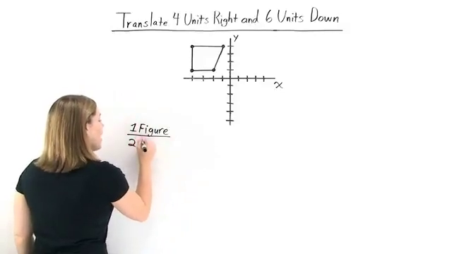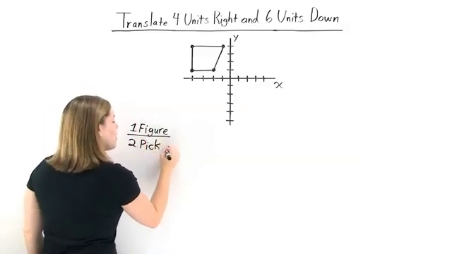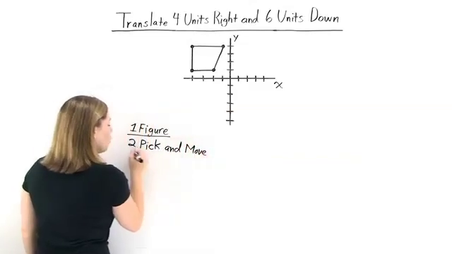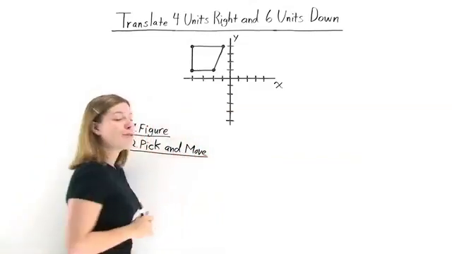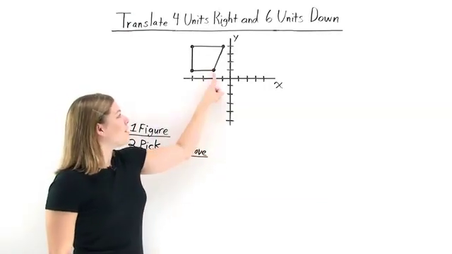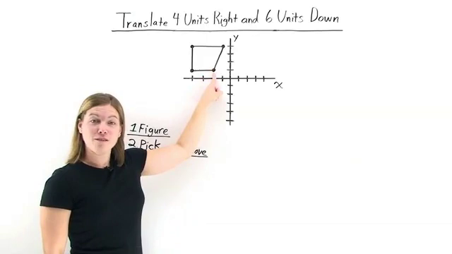and translate that first. So in step number 2, let's pick one point from the figure and move it, or translate it 4 units to the right and then 6 units down. Let's pick this point right here, one of the vertexes of our figure. Let's translate this point 4 units to the right and 6 units down.